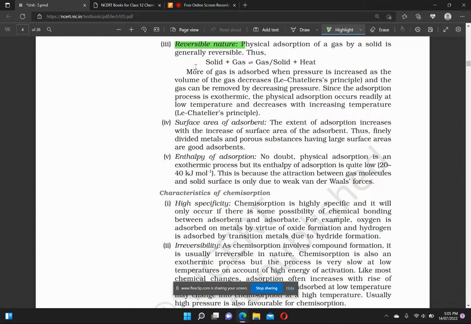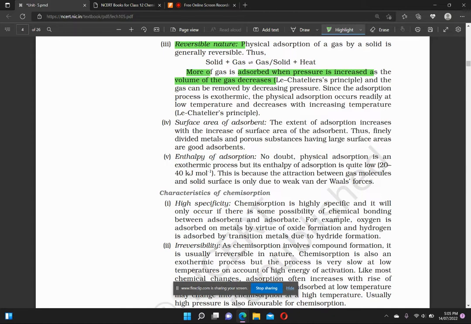Now, more gas is adsorbed when pressure is increased as the volume of gas decreases. Le Chatelier's principle. So more gas is adsorbed. So more adsorption takes place when pressure is increased. Why? Because the volume of gas decreases.